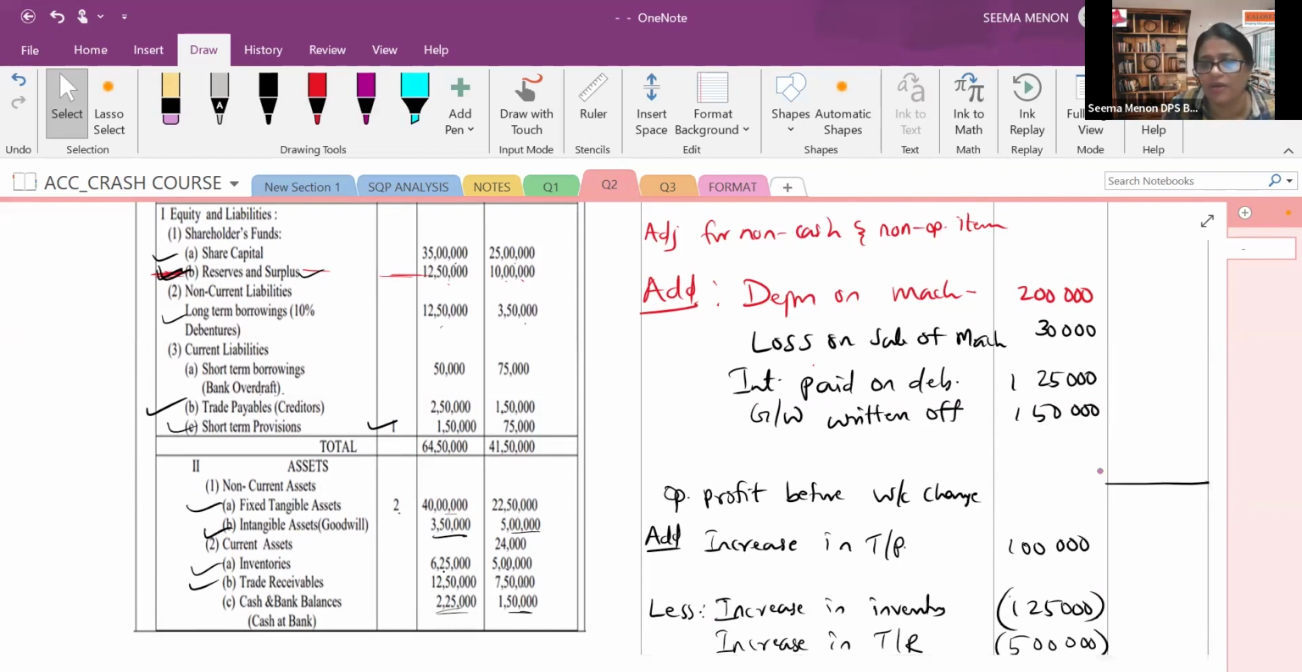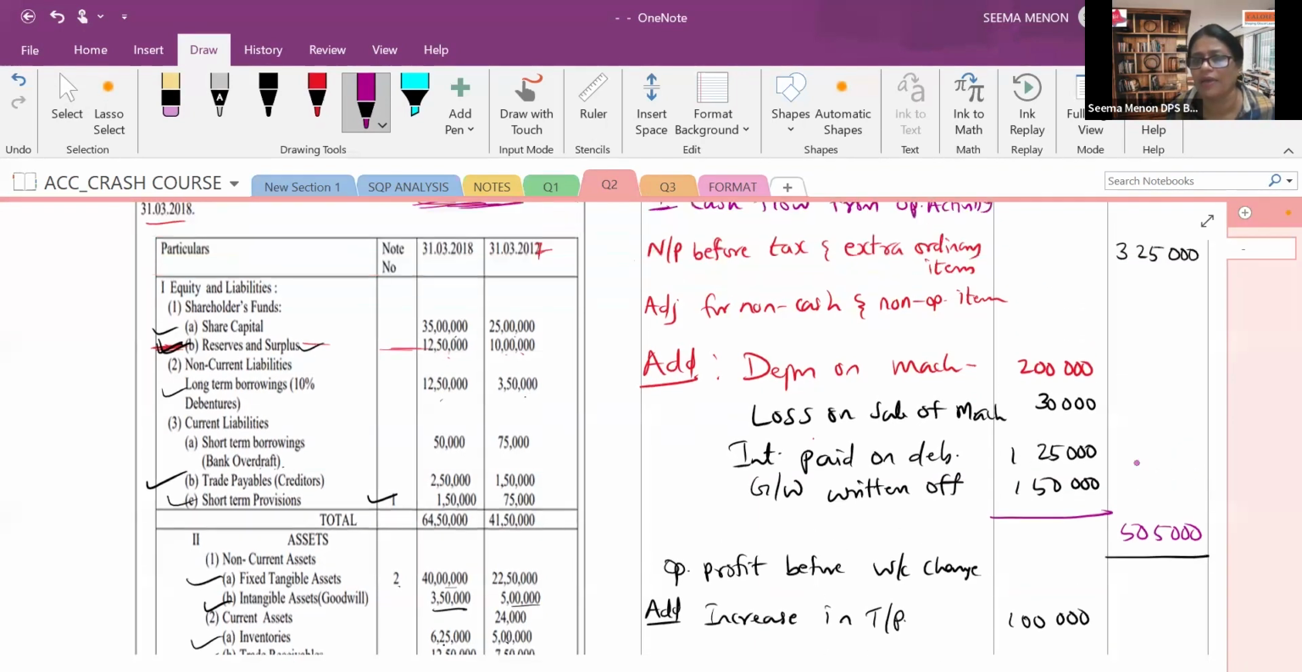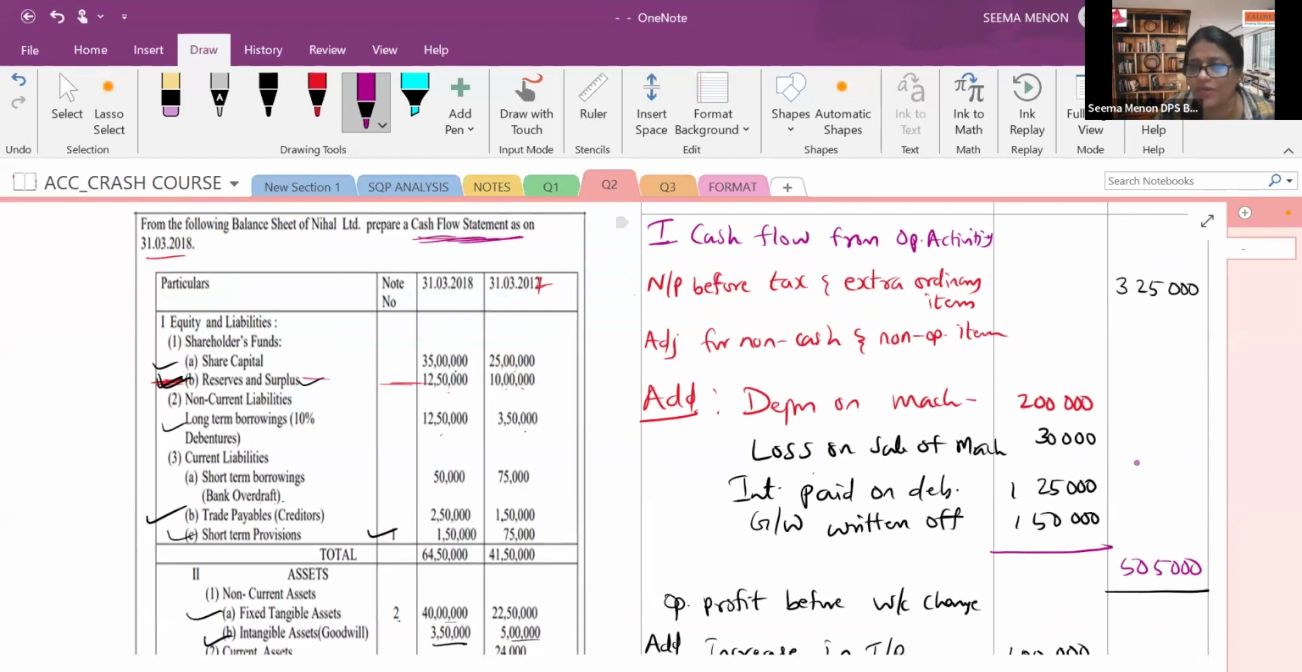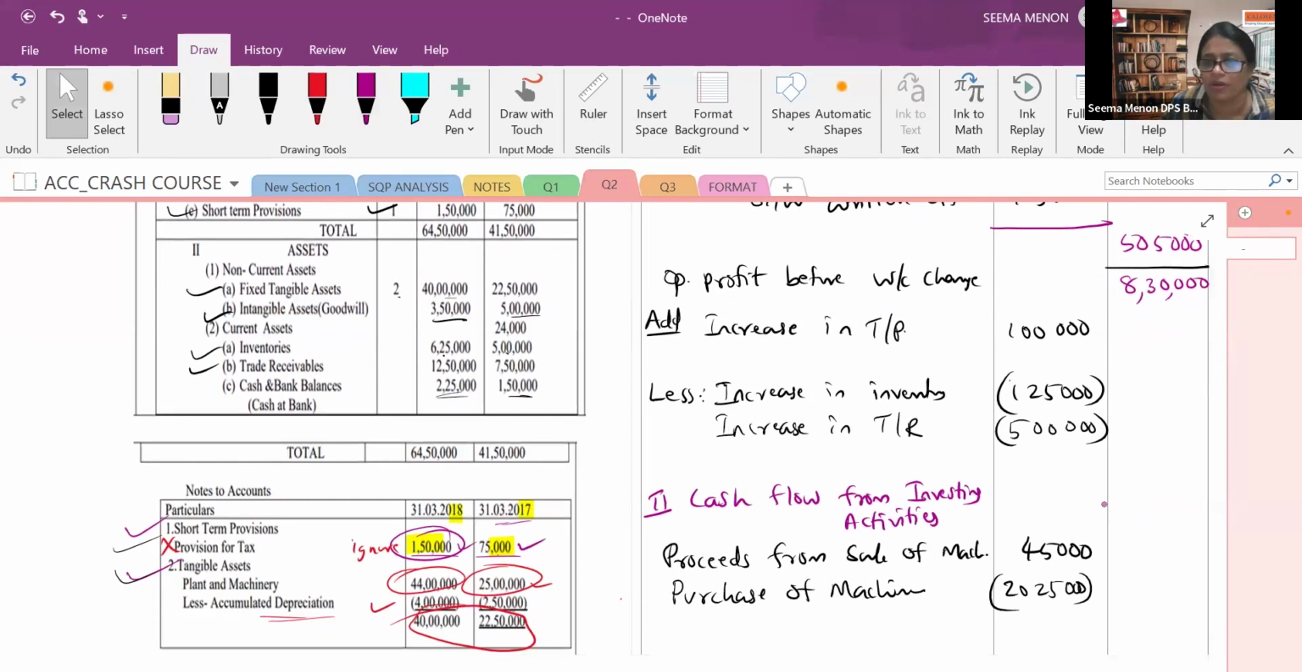Now let's see what the total is. Total is how much? 2 lakh plus 2 lakh, that is 4 lakh, 4 lakh 75 plus 30, that is 5 lakh 5,000. Let's recheck it again. 2 plus 2, 4, 475 plus 30, 5 lakh 5,000. And here it is given 3 lakh 25,000. So what is the operating profit before working capital changes? If you add this, you will get 8 lakh 30,000. Now you will take the total of this into the outer column, that is 5 lakh minus 1 lakh, that is 4 lakh plus 1. So you are getting minus 5 lakh 25,000 in bracket, because these two are 5 lakh plus 1 lakh 25, 6 lakh 25 minus 1 lakh.